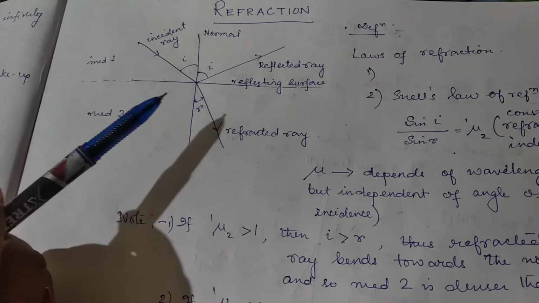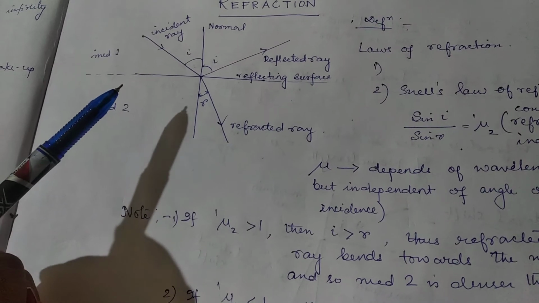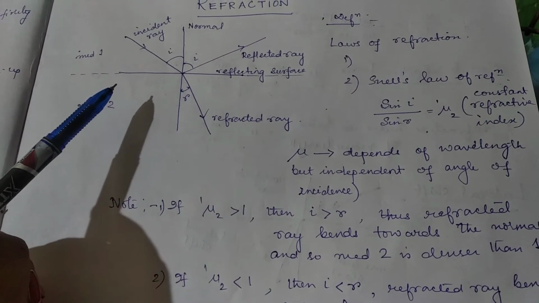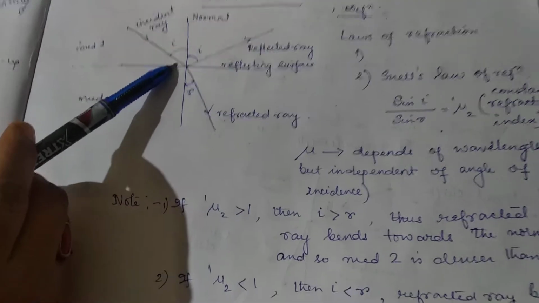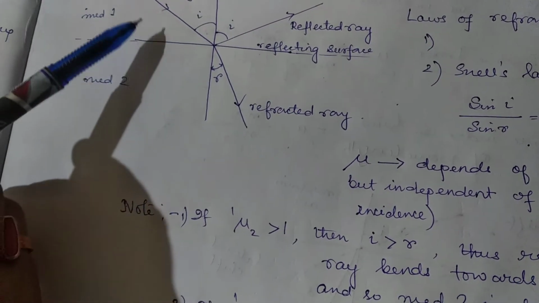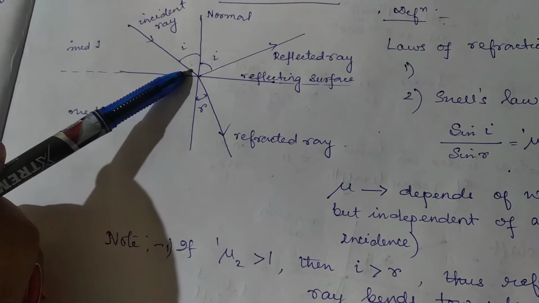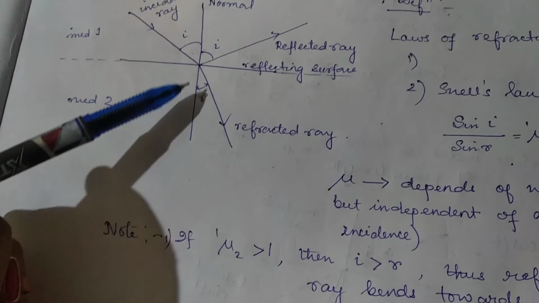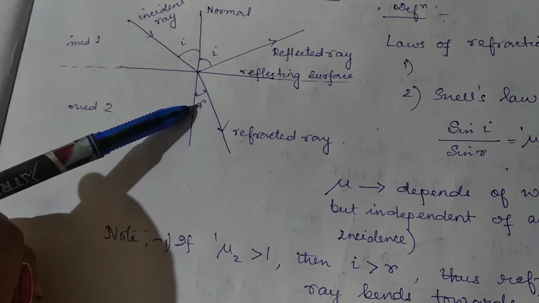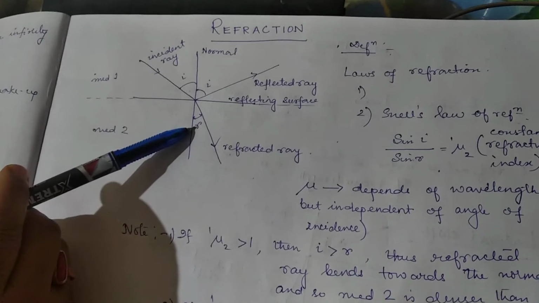Okay, so for refraction, first we must know it is unlike reflection. In the case of reflection, we have seen how light gets reflected back to the same medium from where it has come. But in the case of refraction, it enters another medium. So how do we define refraction of light?